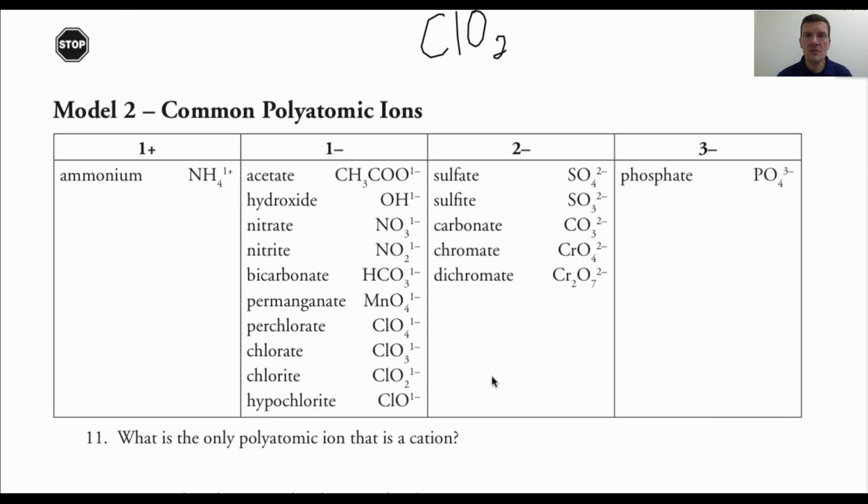Here now what they're showing you in Model 2 is, hopefully you're familiar with the idea of polyatomic ions. Now they're just going to throw at you a whole bunch of different polyatomic ions so you can begin to become familiar with them and just recognize them a little bit better. So ammonium is one of the common positively charged polyatomic ions. And then here you have a whole bunch that are -1, some that are -2, and one that is -3. Okay?